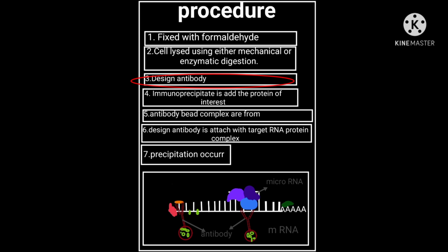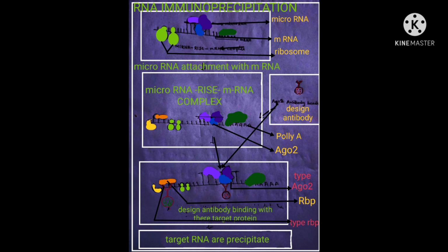Then an antibody is designed against the protein of interest. Then immunoprecipitant beads are added. This designed antibody and the immunoprecipitant bead bind with each other and form an antibody-bead complex. Then the designed antibody attaches to the target RNA-protein complex and precipitates it. This RNA precipitation is mainly of two types: one is AGO2 type and the other is RBP type.